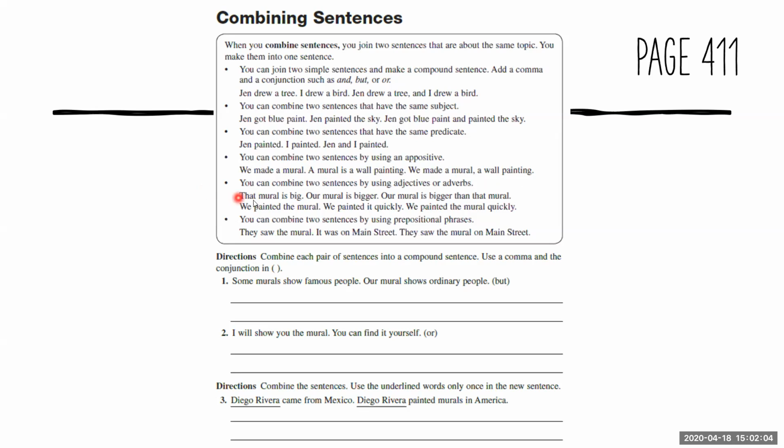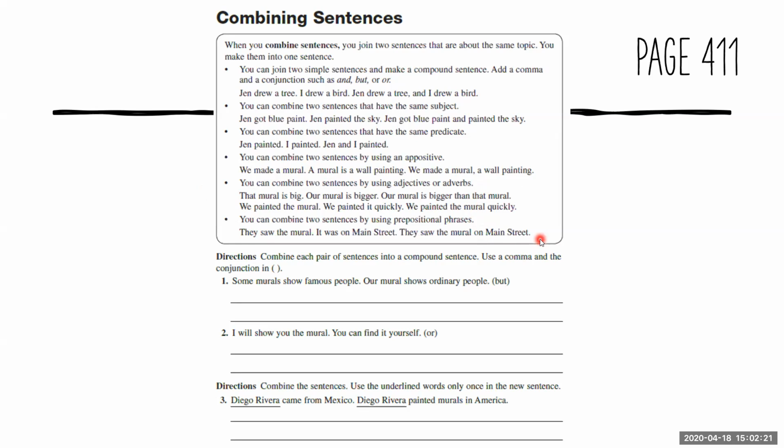You can also combine two sentences by using adjectives or adverbs. That mural is big. Our mural is bigger. Our mural is bigger than that mural. This is something you'll only really tackle in grade 4. So we're not going to go into much detail on this because I don't want to confuse you guys.